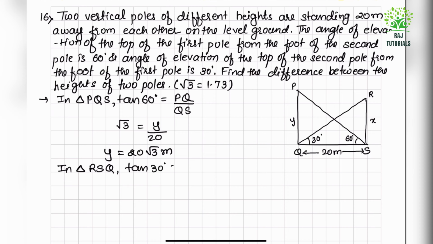Now in triangle RSQ, tan 30 will be equal to RS upon QS. So 1 by root 3 equal to X upon 20. So X equal to 20 by root 3 meter.